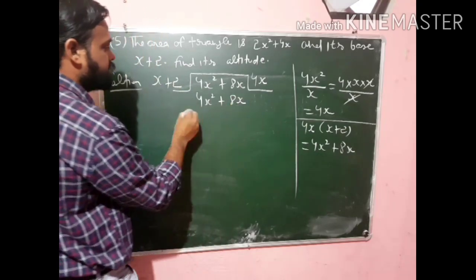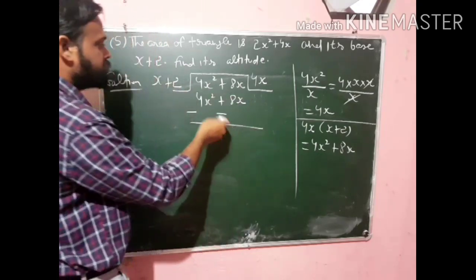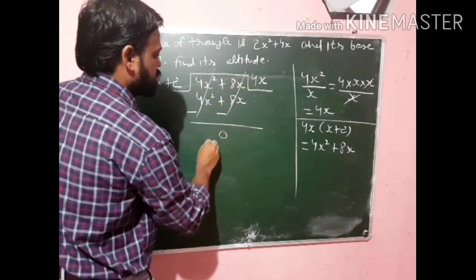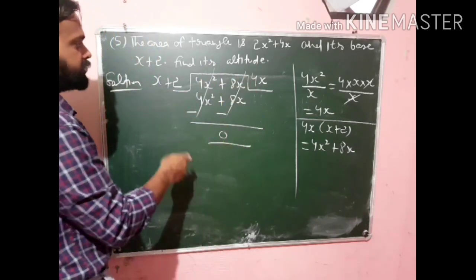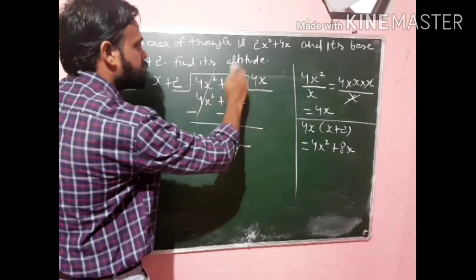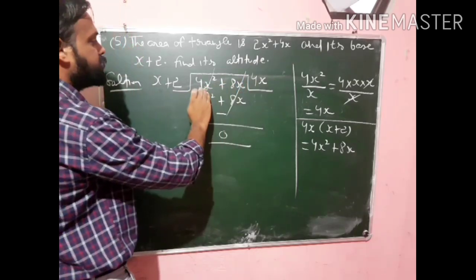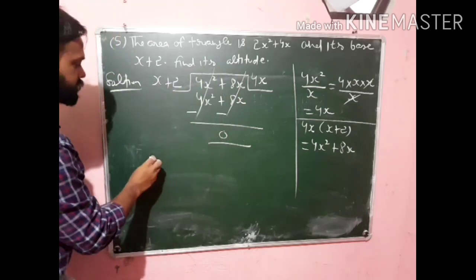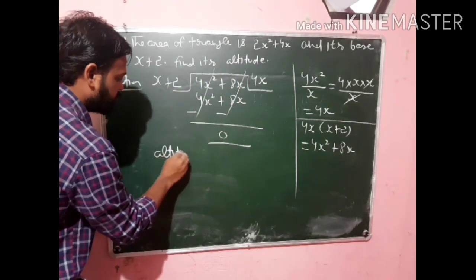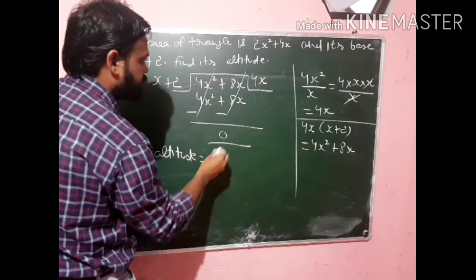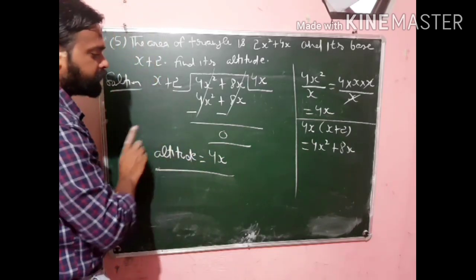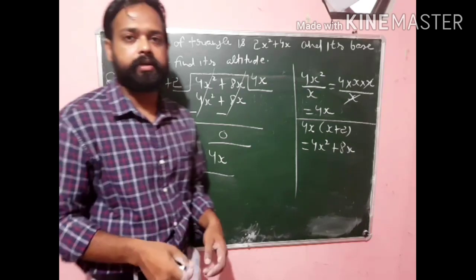Now you can see we have to subtract the terms by changing the signs. This is the opposite sign, and this is also the opposite sign. So here we got the remainder, that is 0. It means after dividing 4x square plus 8x by x plus 2, we got 4x. So the answer is that the altitude of the triangle is 4x. Now finally we got the answer. I hope this is clear to you.